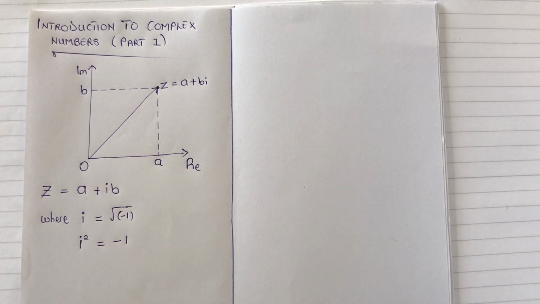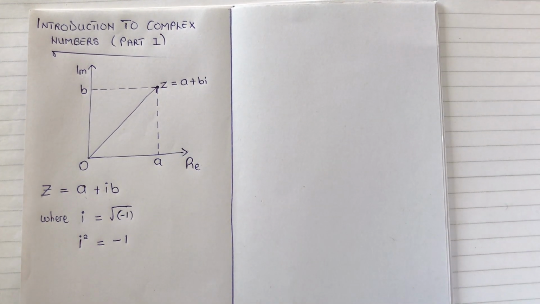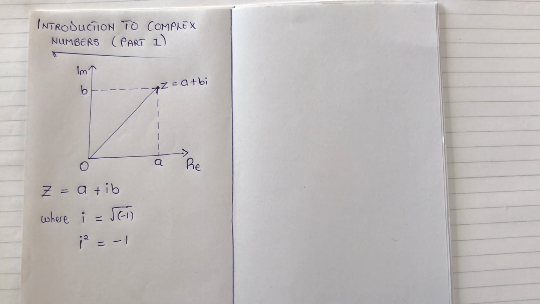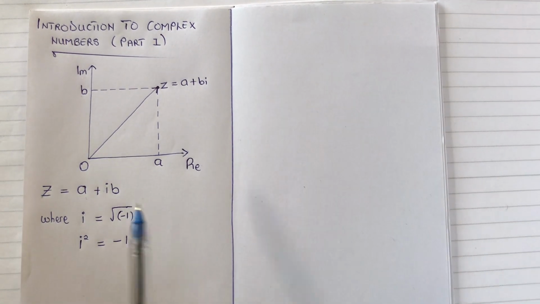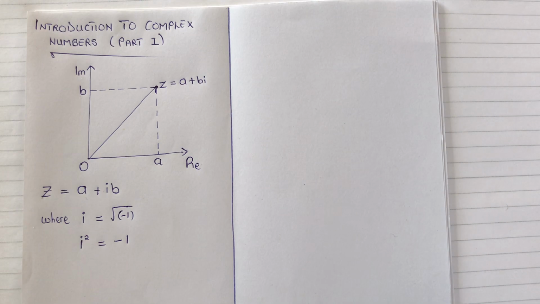I have a new topic here, introduction to complex numbers, and I'll be quick with this. What do we mean by complex numbers? The little I know is that complex numbers usually are elements in the number system that are made up of real numbers and then a specific number denoted by the letter i. So this letter i is representing what we call the imaginary numbers.